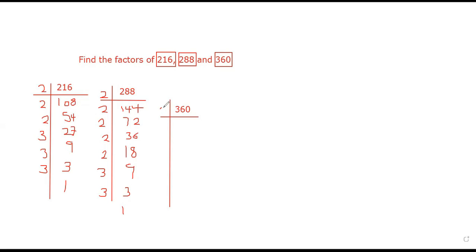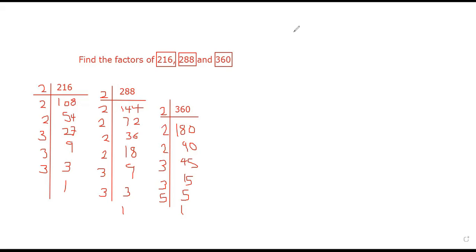I'm going to start with this one again. I'll start with 2, and that's going to give me 180. 2 in 180, that's going to give us 90. 2 in 90, I'm going to have 45. So I'll use 3, that's 15. I'll use 3 again, and I have 5. I'm going to use 5, and I'm going to have 1. Okay, now I'm done determining the prime factors of these three numbers.